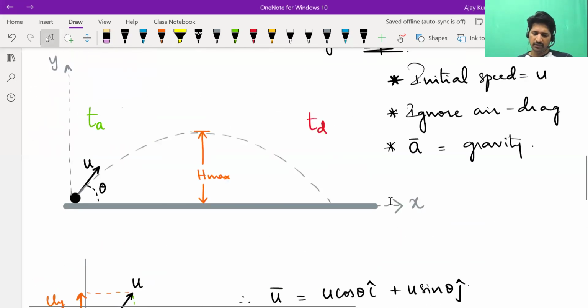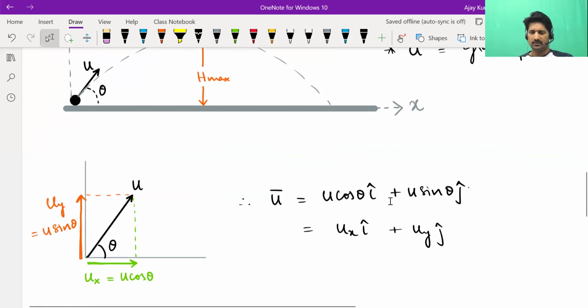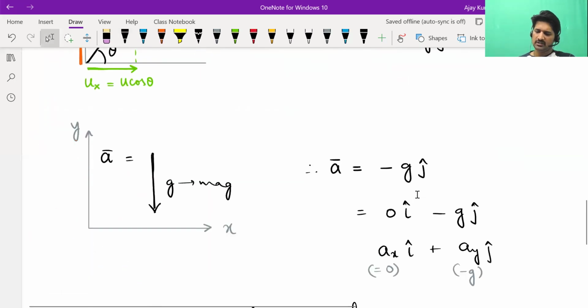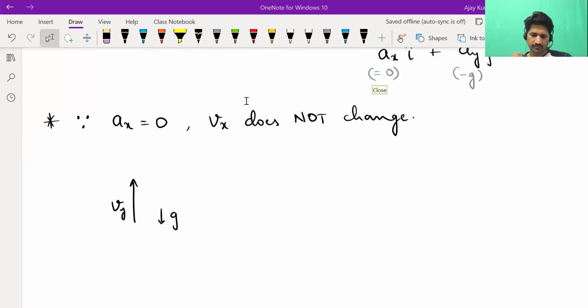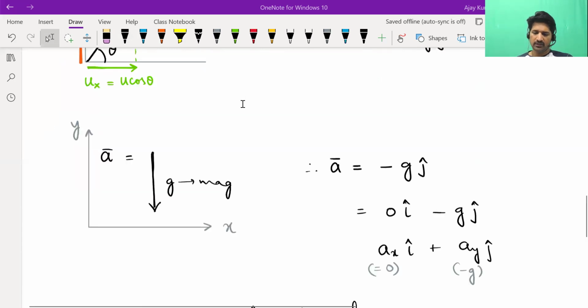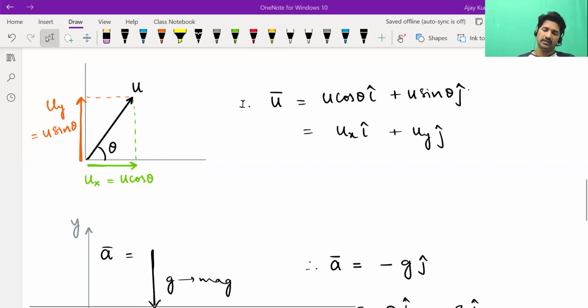And if you visualize the y component, initially the y component is pointed upward, but we know gravity is downward. Aishwarya, tell me, if velocity and acceleration are in opposite directions, what happens? The velocity will start decreasing, then it will become 0 at some point. Correct. So here, that is what happens to the y component during ascent.